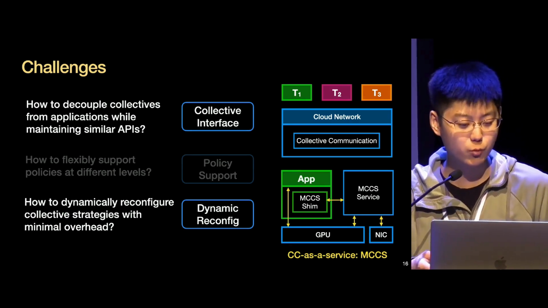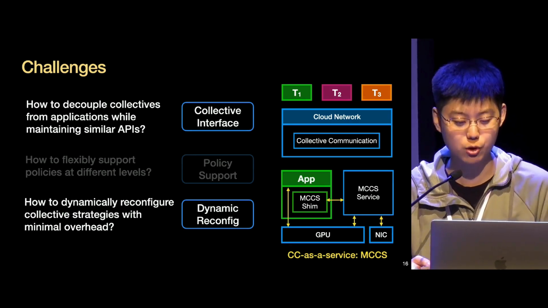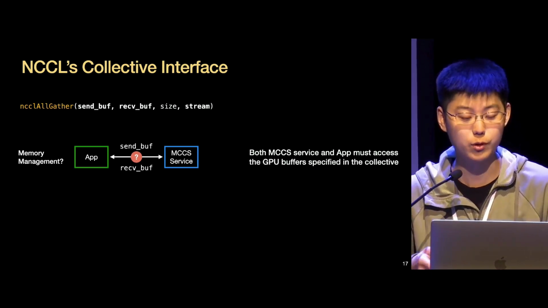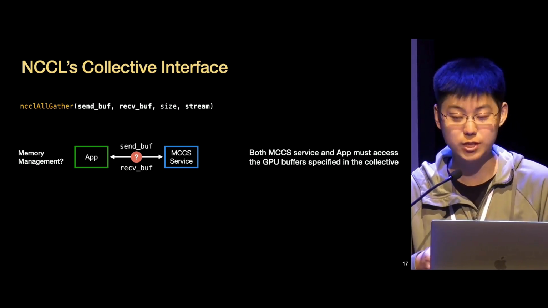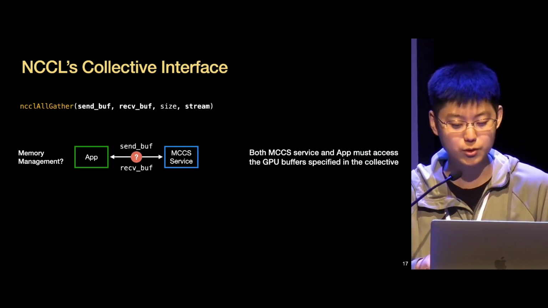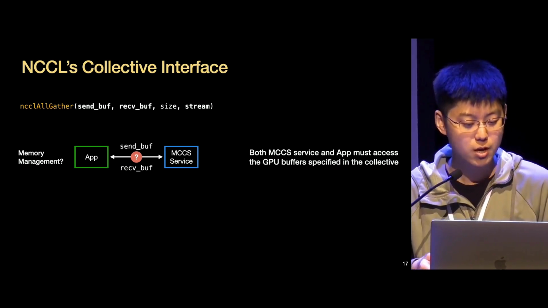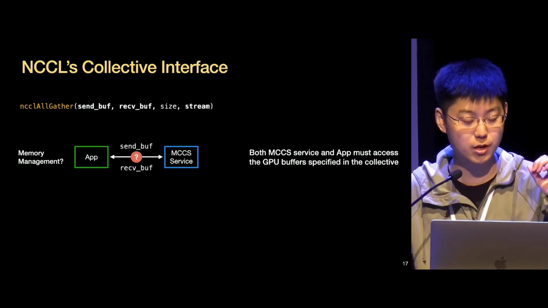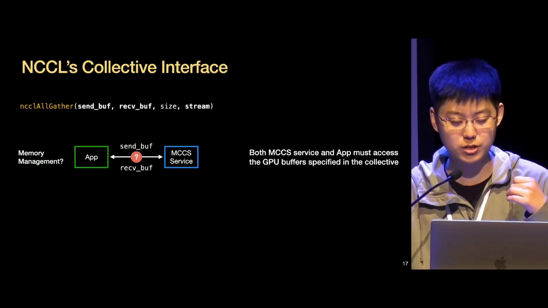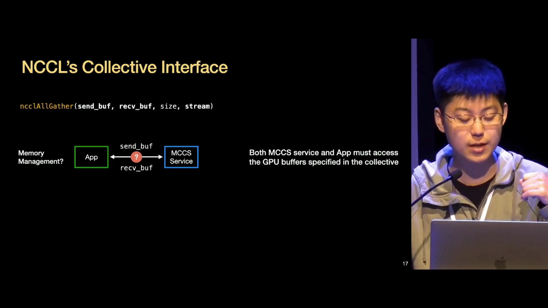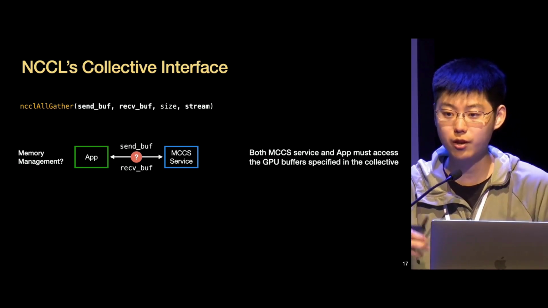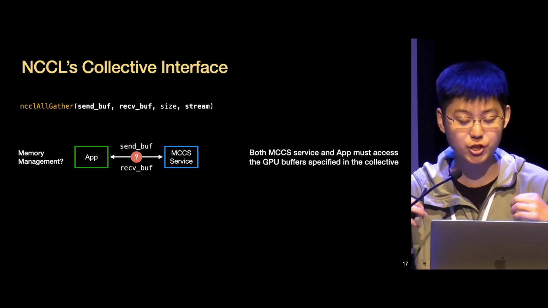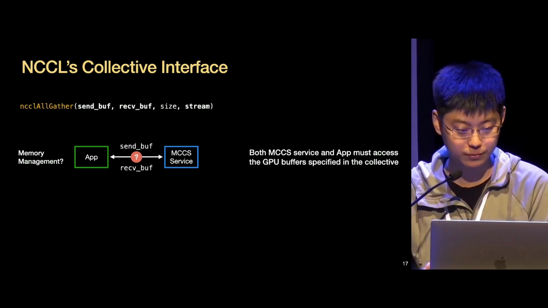Before starting with the first challenge, let's look at an example of a collective interface. In NCCL AllGather, as an example, there are 4 parameters: send buffer, receive buffer, message size, and the CUDA stream to enqueue the operation on. Because the application and the MCCS service are 2 separate processes, we want both processes to safely access the same GPU buffers. So extra care of memory management must be taken. This includes memory sharing and address translation.